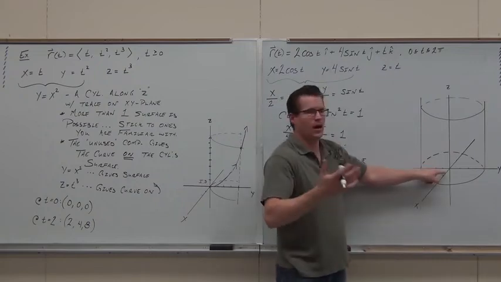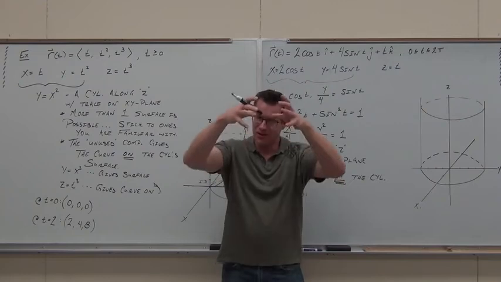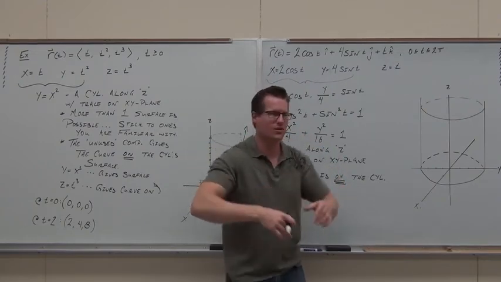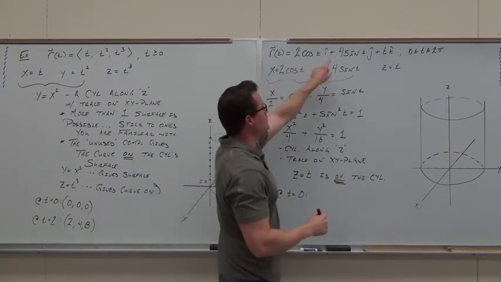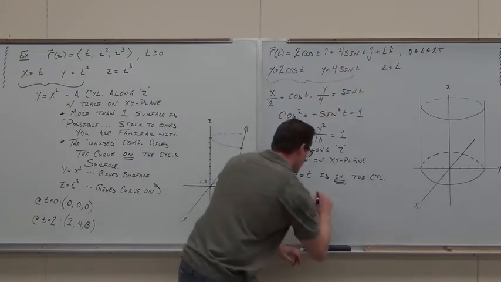I don't even care what. I cannot go through there, because my soda can doesn't go through there. It's on the edge of that soda can. That's what's going on. So if I plug in 0, I get 2, I get 0, and I get 0. So 2, 0, 0.